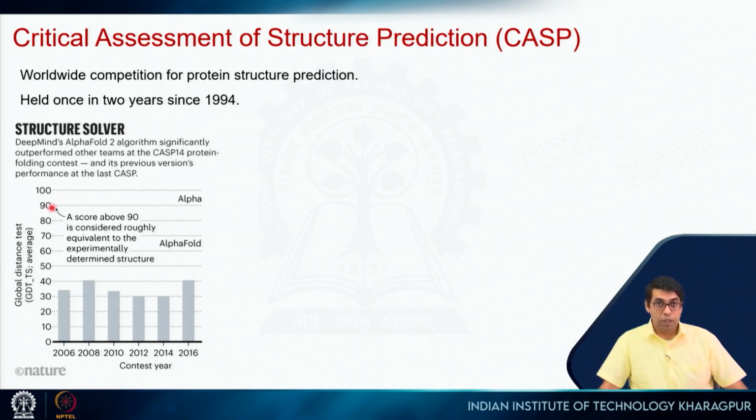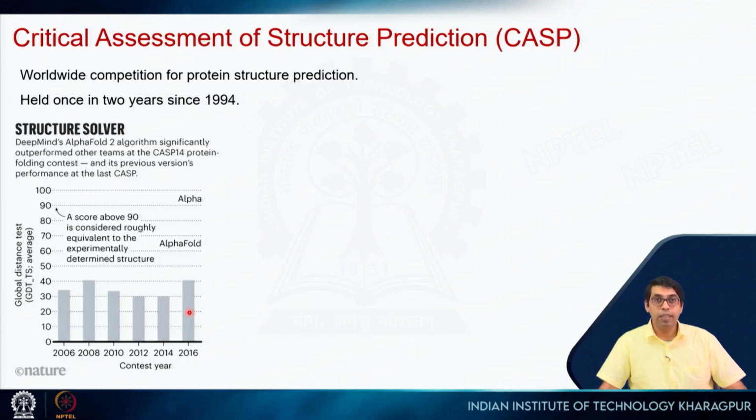A 90% score is the goal of this competition. If you can get something close to 90%, it means that your predicted structure is as good as the experimental structure. Over the years you can see the best performance by any group, and it never crossed 40%. That was the best that was achieved.